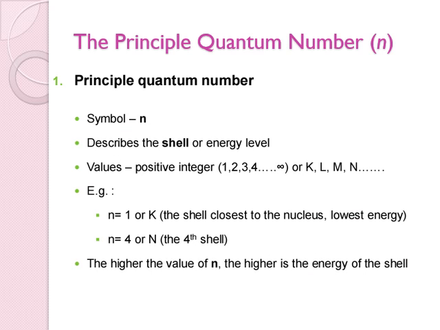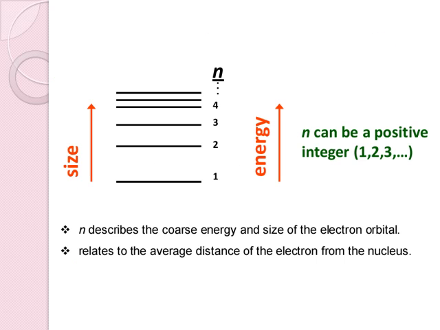The higher the value of n, the higher the shell. It describes the energy and size of the electron orbital, related to the average distance of the electron from the nucleus. This means you are far from the nucleus compared to number 1.